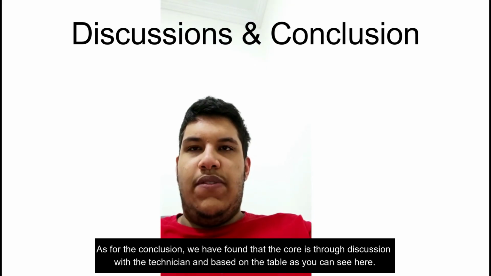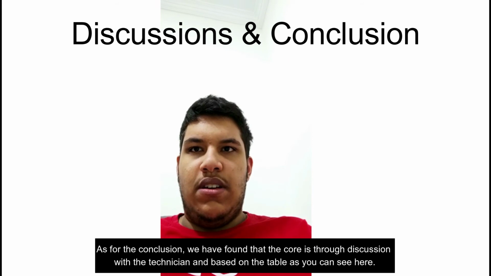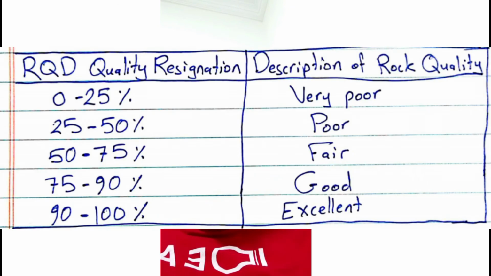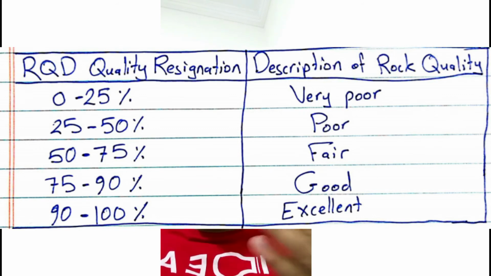As for the conclusion, we found out through a discussion with the technician, and based on the table, as you can see here, that from 0 to 25% RQD, rock quality designation, we have very poor rock quality. From 25 to 50%, we have poor quality. From 50 to 75%, we have fair quality. From 75 to 90%, we have good quality. And from 90 to 100%, we have excellent rock quality.